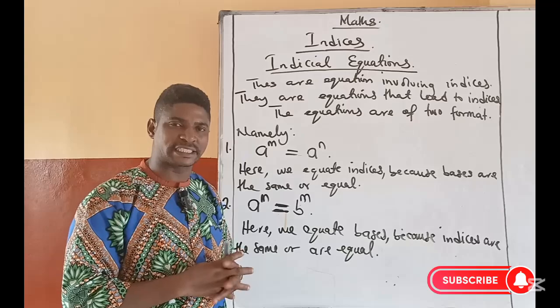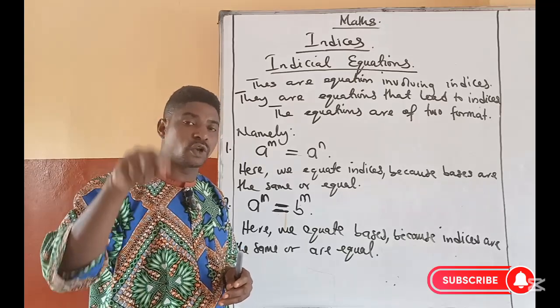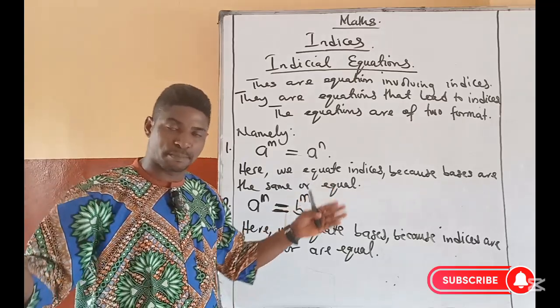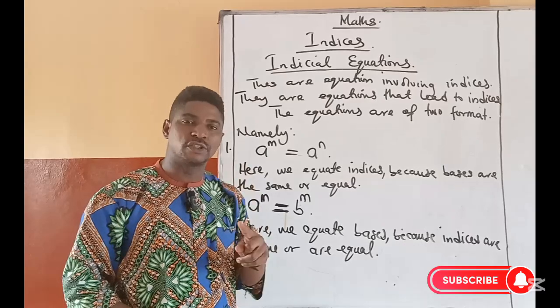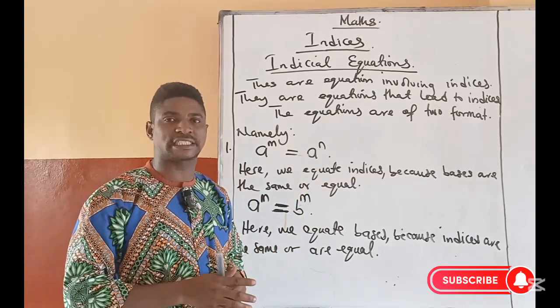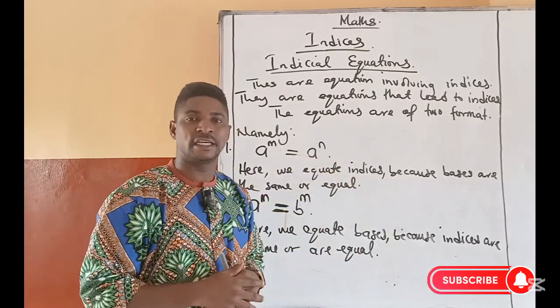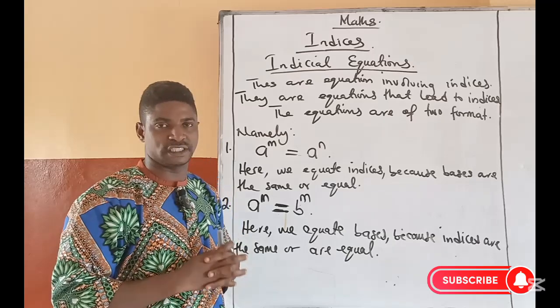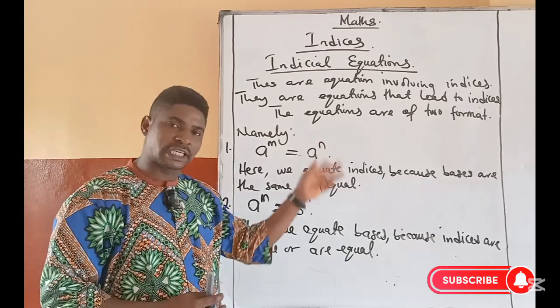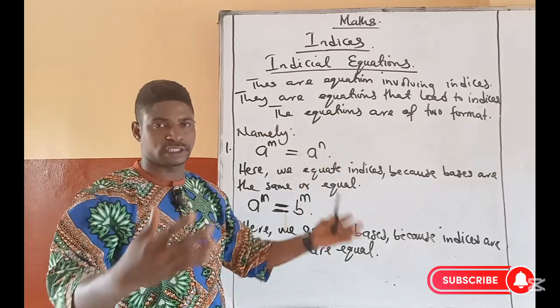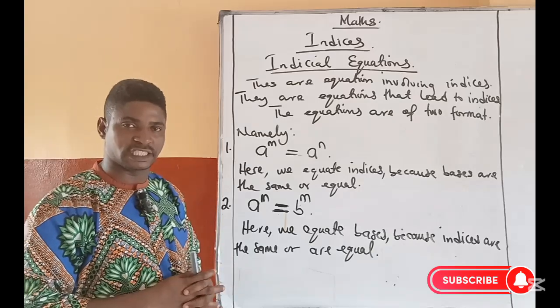What do you do in that case? First, we use the laws of indices to simplify them and reduce the terms to 1 on either side before you apply the rule of indicial equation. We are going to see how that works as we take some examples in the next video.